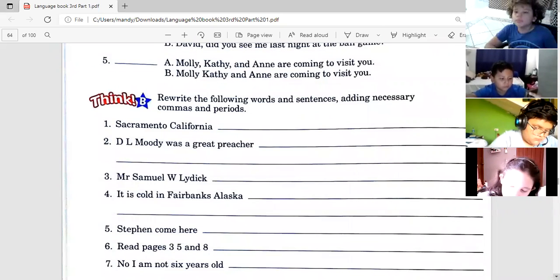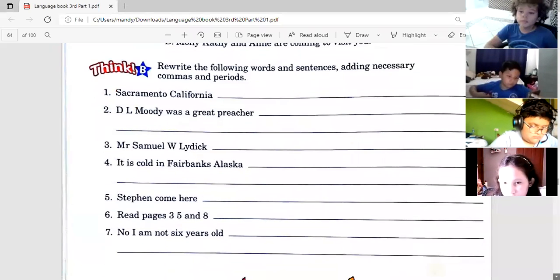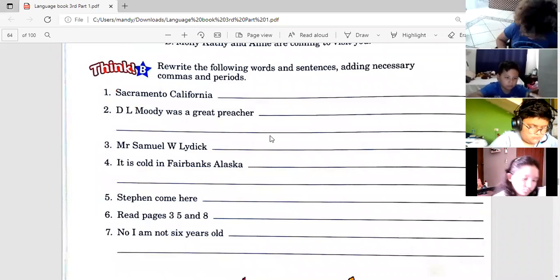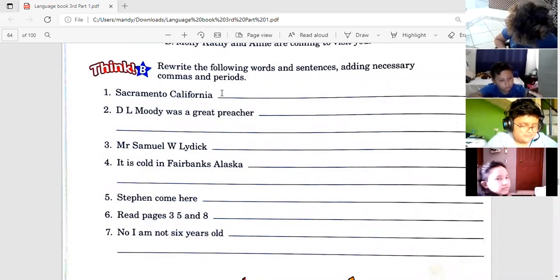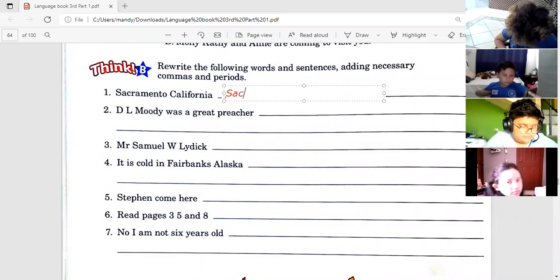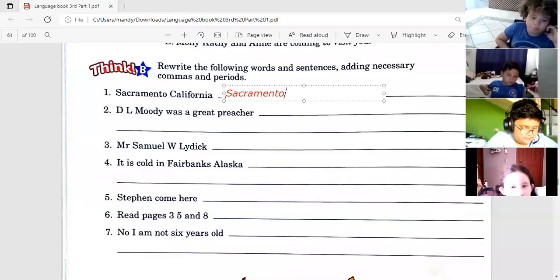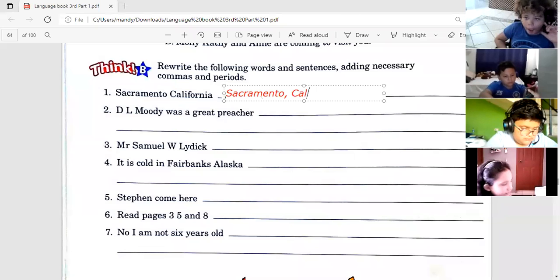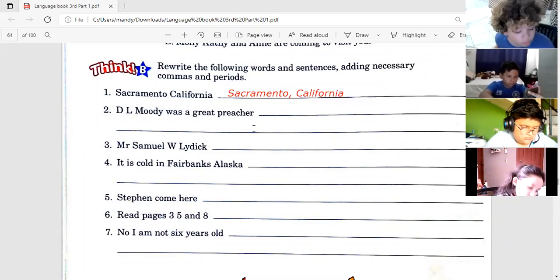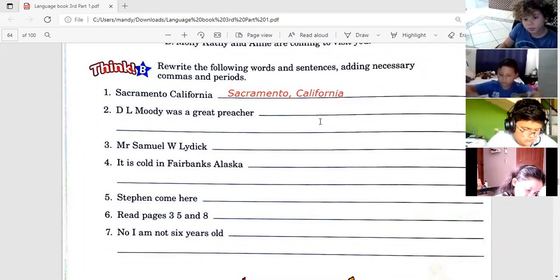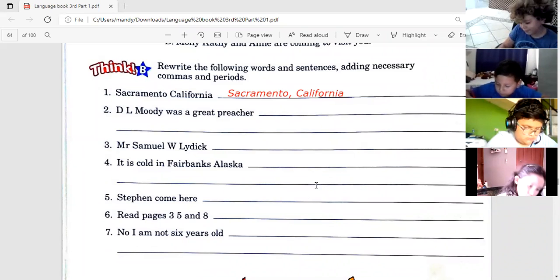Okay, so rewrite the following words and sentences, adding necessary commas and periods, yes? Okay, so we rewrite, that means write one more time. Remember, Sacramento is a city, so we separate by a comma and then we write the state, that is California. Yes? Okay, so we rewrite in the space that you have. Sacramento, comma, California. Yes?